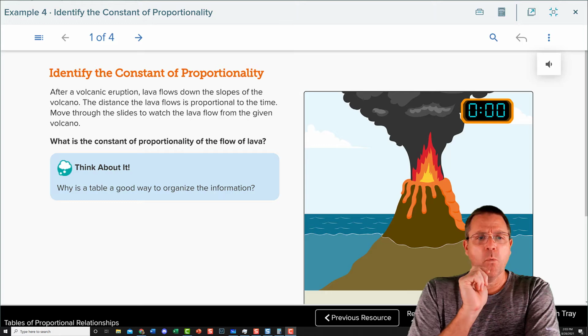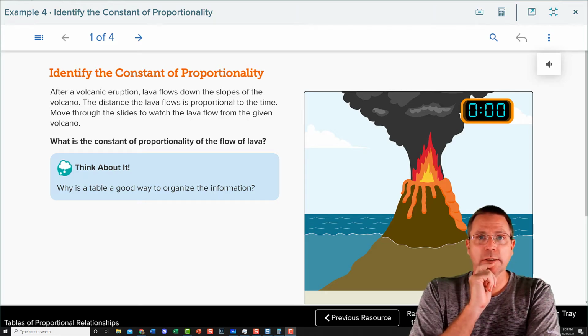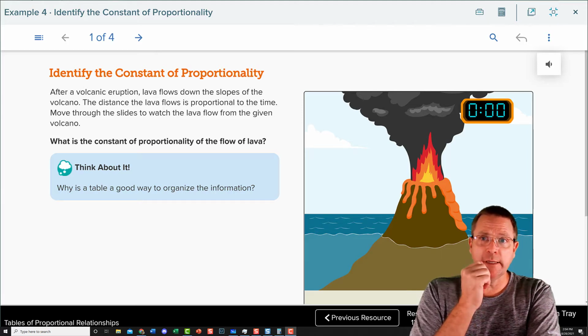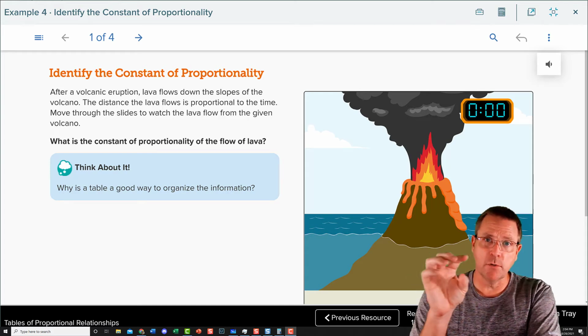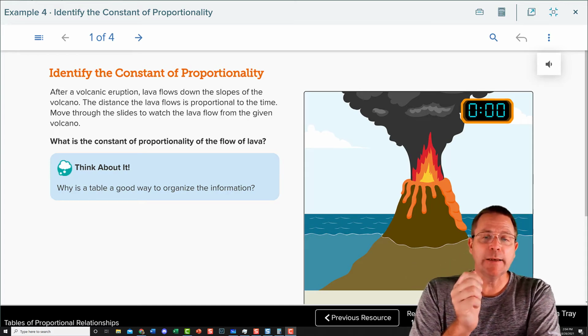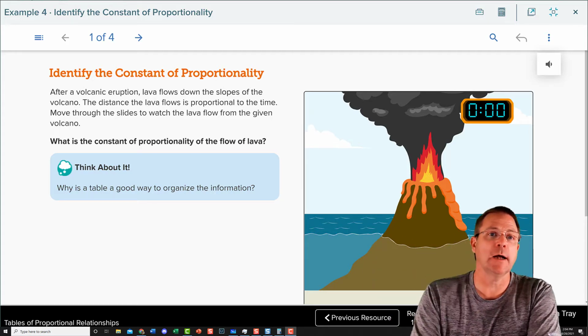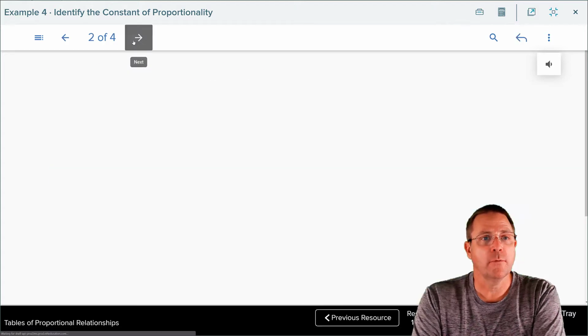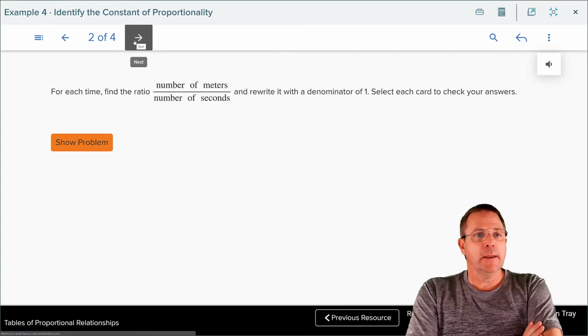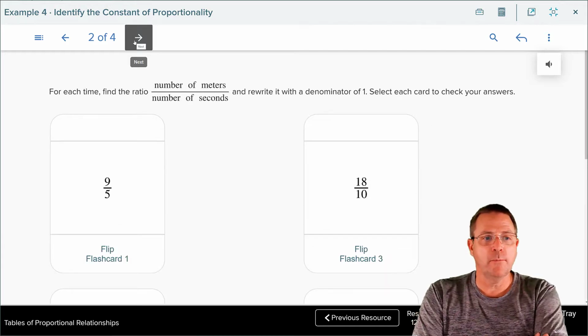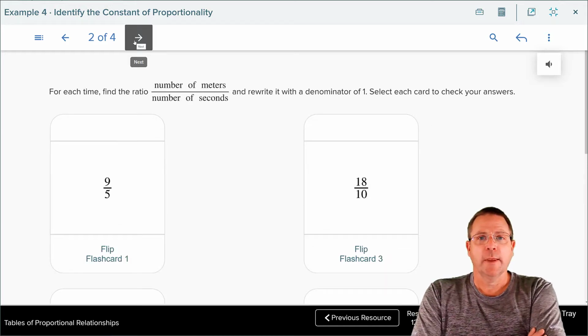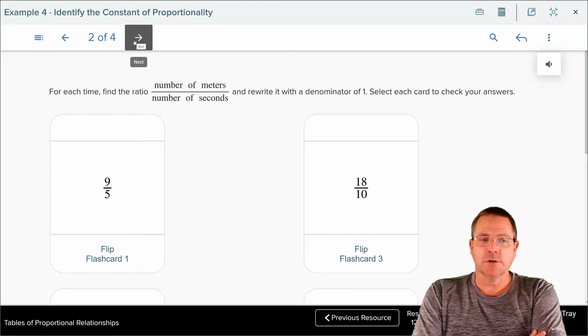Think about it. Why is a table a good way to organize information? Well, a table allows you to visually see what the numbers look like. Not as good as a graph does, but you still organize it neatly, and you can break it down into per minutes and see if it makes it real easy to check for a constant of proportionality. So here, for each time, find the ratio, number of meters, and number of seconds. Then rewrite the denominator of 1. Select a card to check your answers.